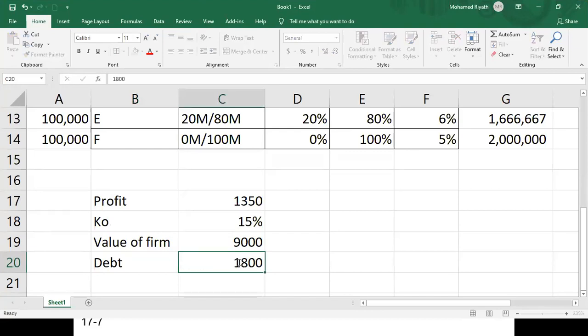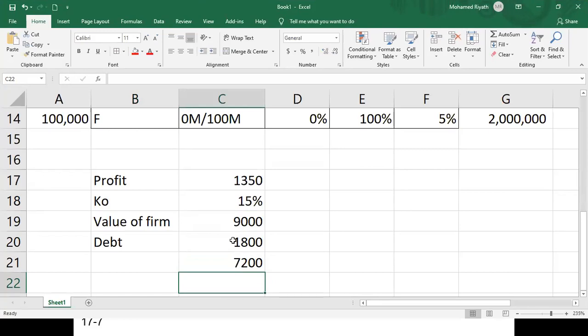1,800. How much is the balance? 9,000 minus 1,800. So it belongs to whom? It belongs to the debt holder. This 1,800 belongs to the loan provider, say the bank.